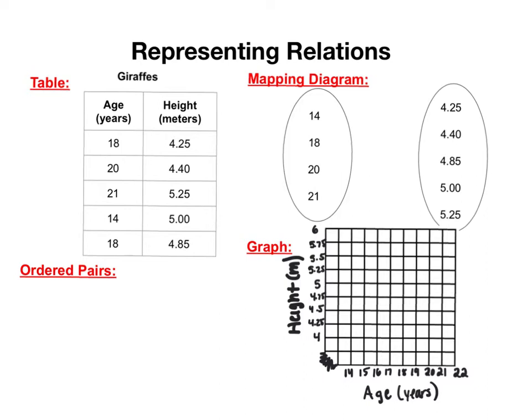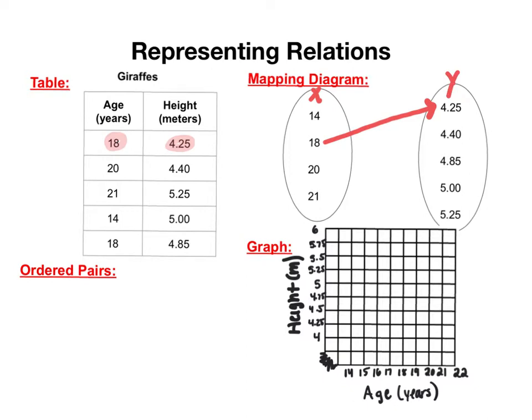So first, for a giraffe, this data set gives us information about a giraffe in the form of a table, where it says their age on the left and their height on the right. Now with a mapping diagram, you're going to draw an arrow from each piece of information. So first I have 18 for the age, goes with the height of 4.25. So I would draw an arrow from my age of 18 to my height of 4.25, because we assume that the x goes in the left column, or the left oval, and the y goes in the right.